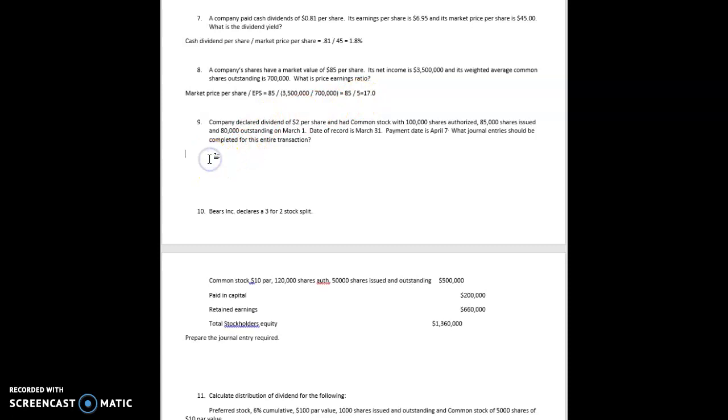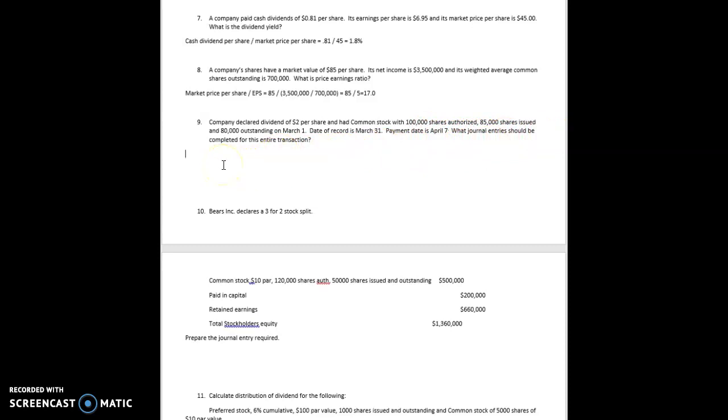All right, number 9. Number 9 says that the company declared a dividend of $2 per share, and they had common stock with 100,000 shares that were authorized, 85,000 shares that were issued, and 80,000 shares outstanding on March 1st. The date of record is March 31st, and the payment date is April 7th. What journal entries should be completed for the entire transaction? So let's look at the first part.